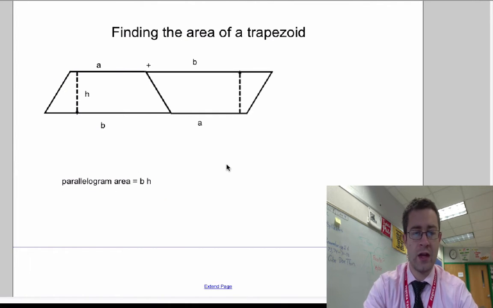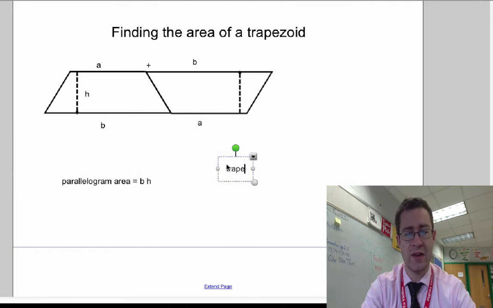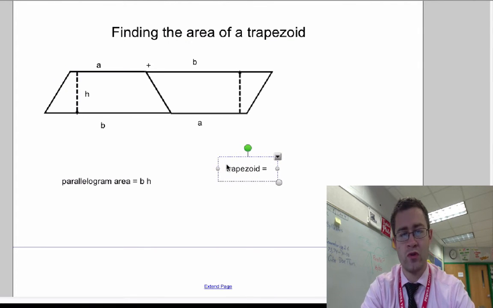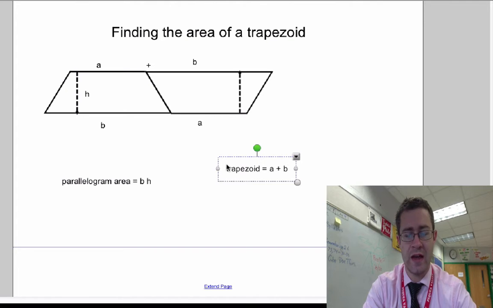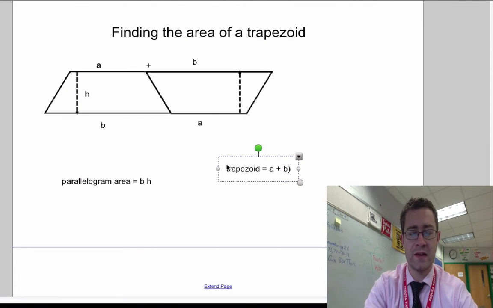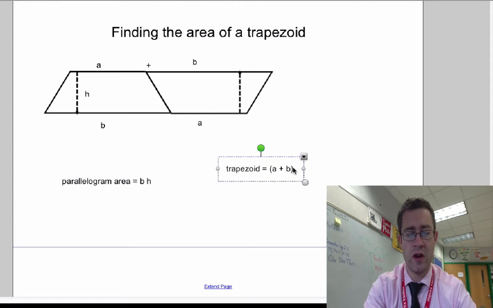Well, a trapezoid, as we see here, we would do A plus B. That is going to be our base that we saw over here. Okay, so we're going to be looking at that. That is our base times our height.